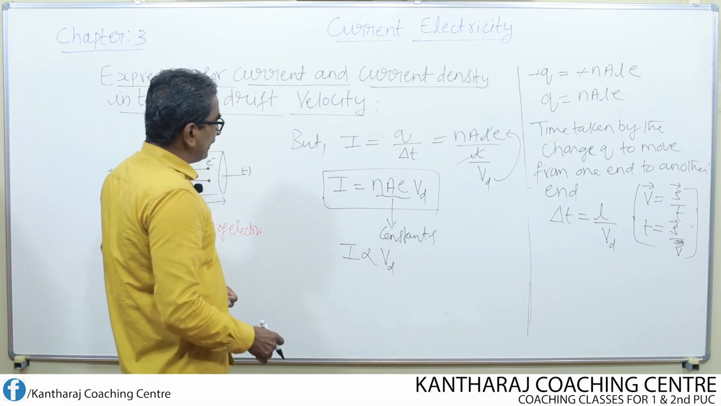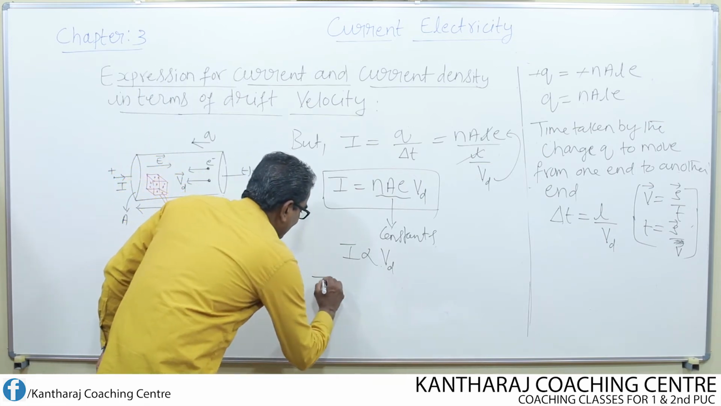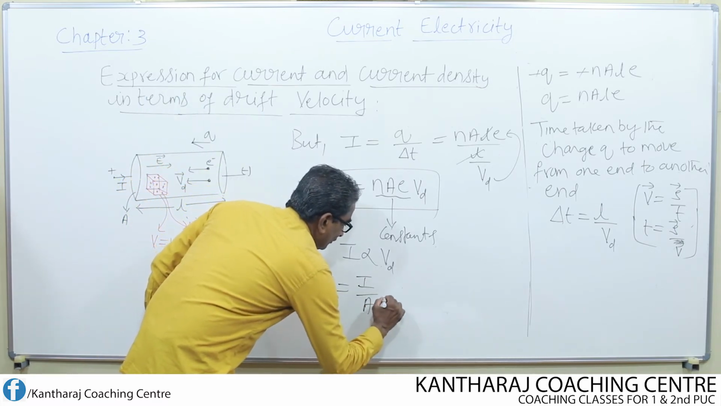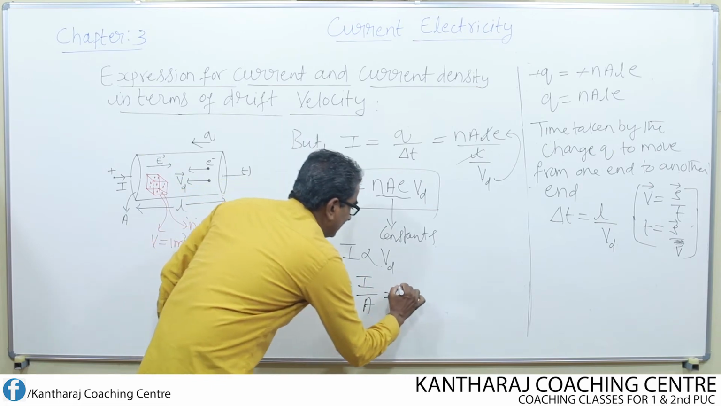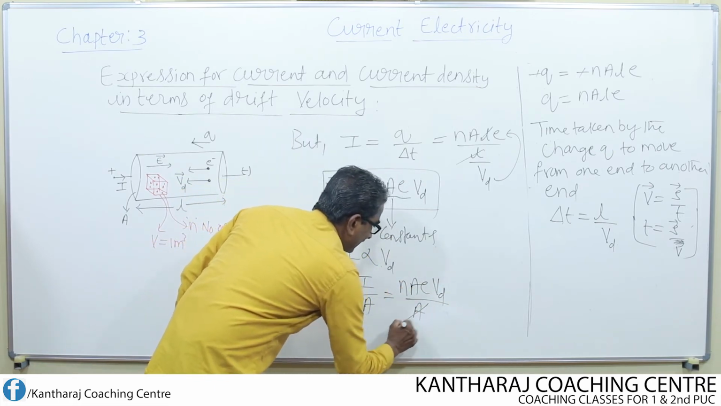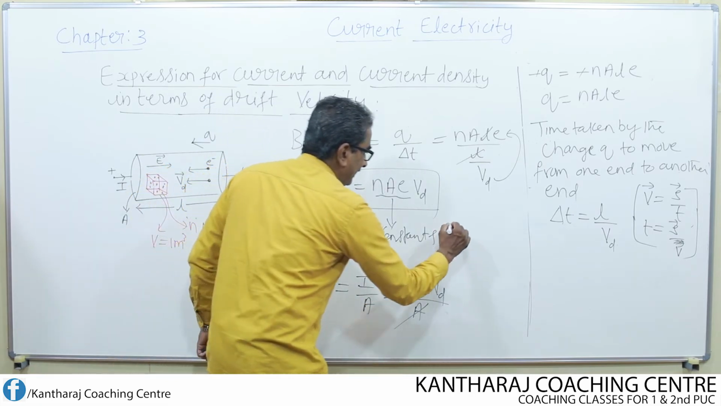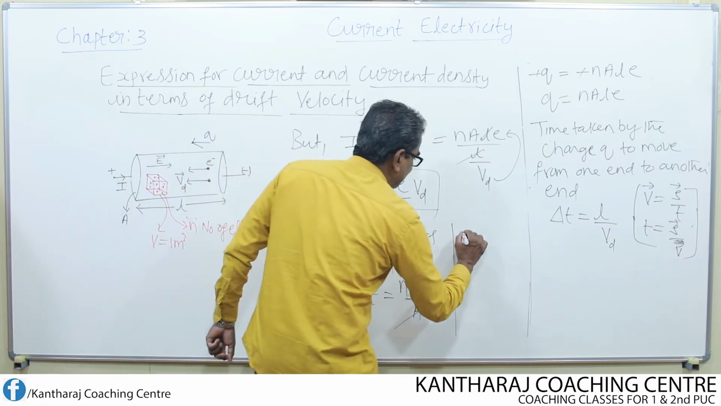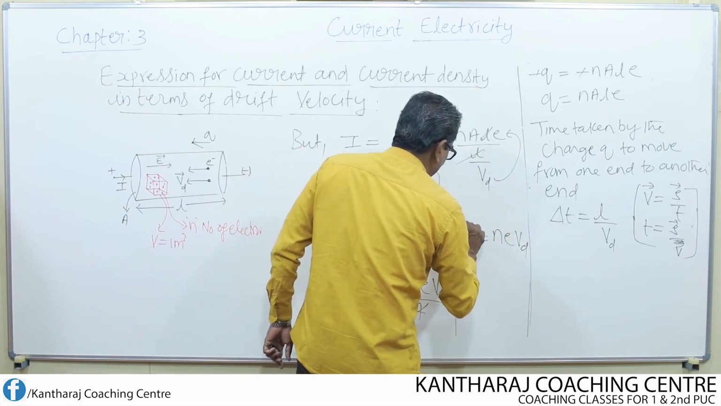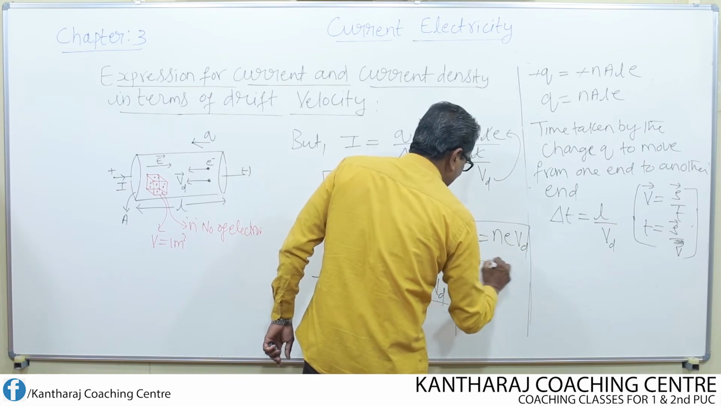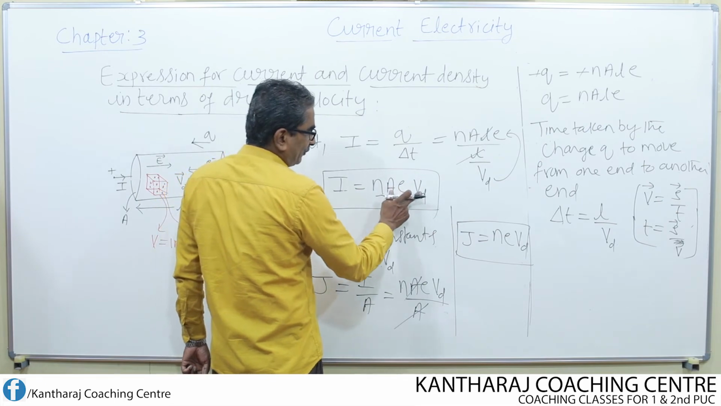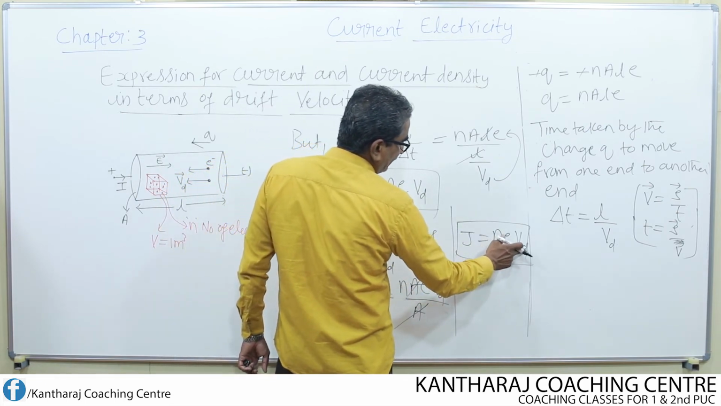Similarly, if I want to find the expression for current density, it is given by J equal to I by A. What is I now? I is equal to nAe into Vd divided by A. A and A get cancelled. Then finally, we get the expression for current density J as equal to n into e into Vd. You just observe these two equations: here current in terms of drift velocity, and current density in terms of drift velocity.